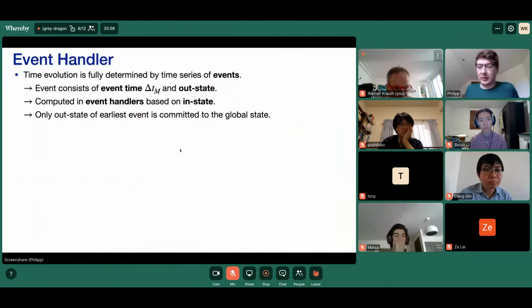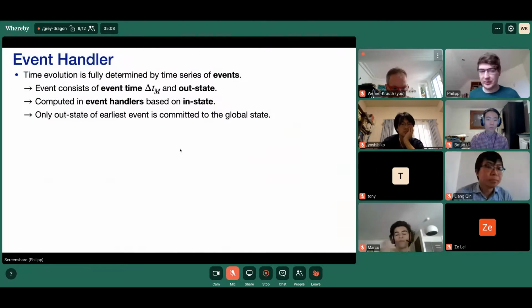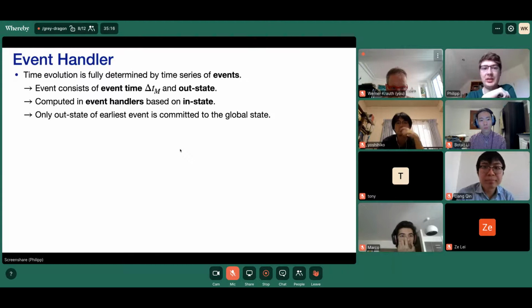So this concludes my short introduction into the ECMC algorithm. This is all you need to follow the rest of my talk, I think. But as you have seen, the time evolution of ECMC is fully determined by a time series of events. This makes sense because it's called event chain Monte Carlo for this reason.